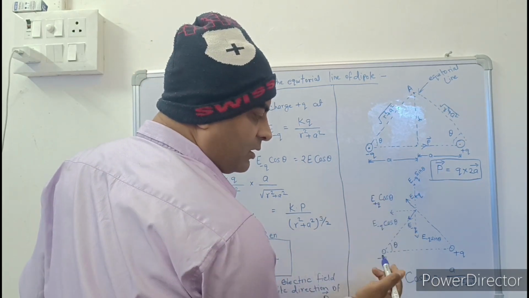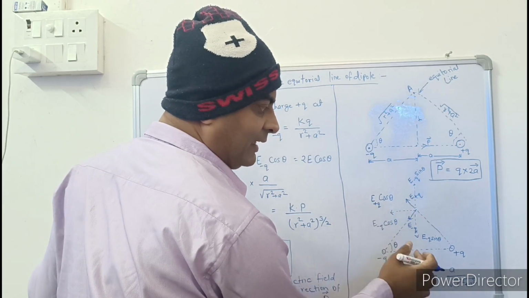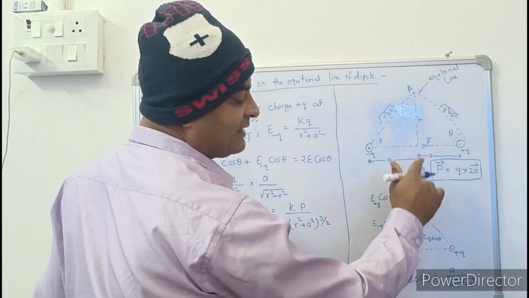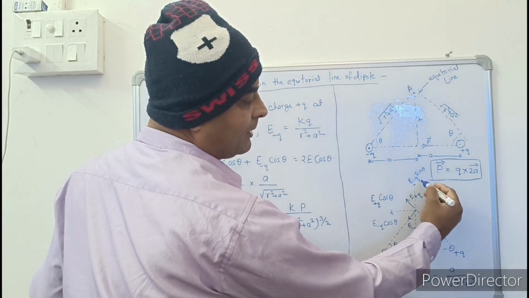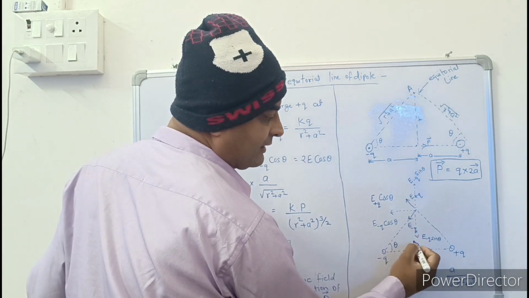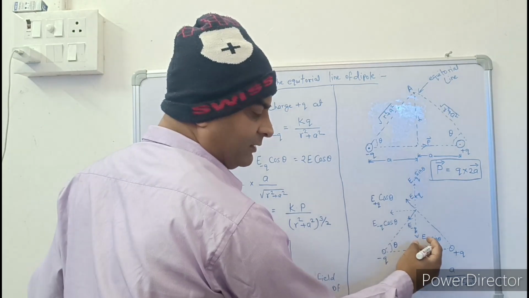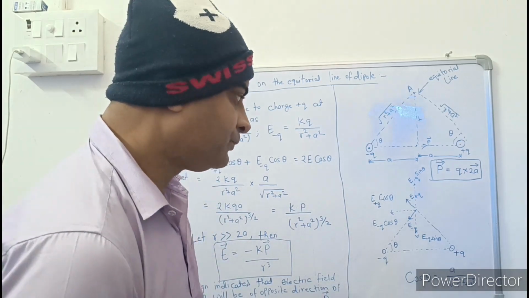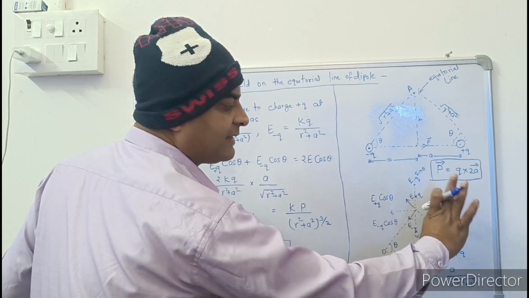Now you can see that the cosine component of both these charges is in this direction, and the sine components of these two charges are cancelling each other. For the positive charge the sine component is in this direction, and for the negative charge the sine component is in this direction. So what is happening here? They are equal in magnitude, but they are cancelling each other.